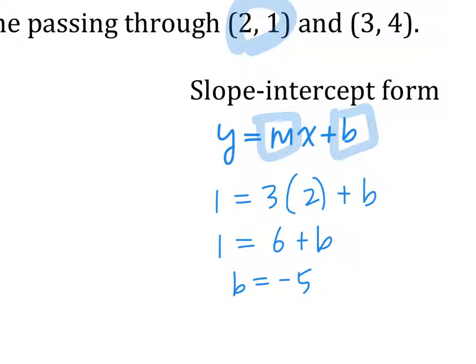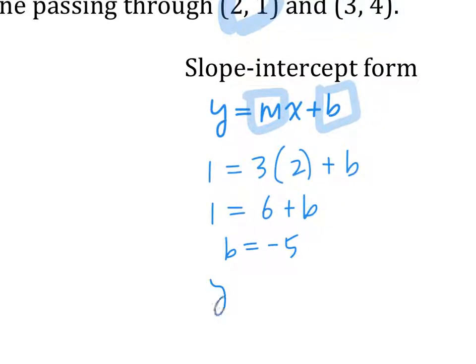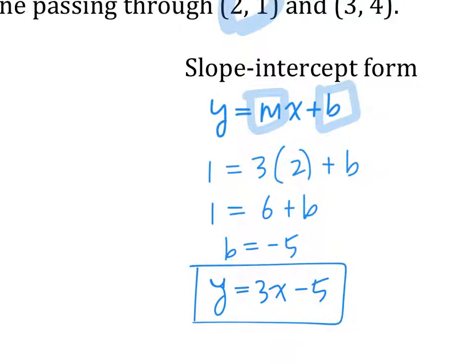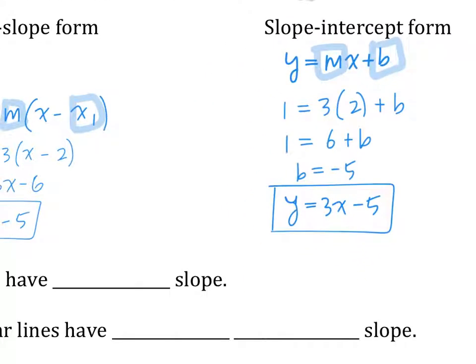At this point, just substitute back. So y is equal to 3x minus 5. So you should get the same equation no matter how you do it. Quick review, you probably already know this for a long time.